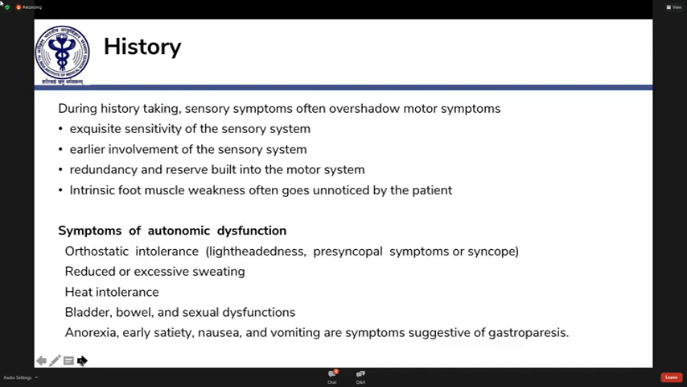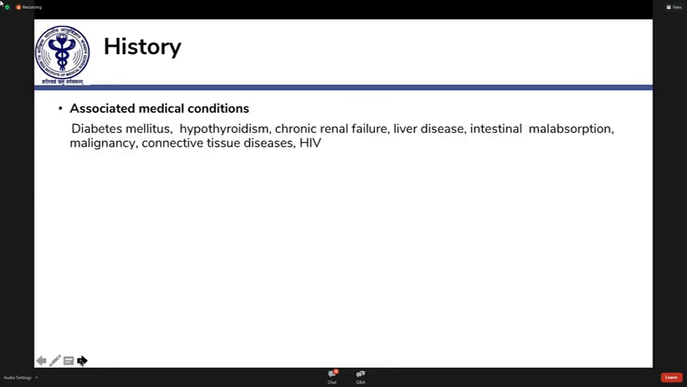It's a chronic process. The symptoms of autonomic dysfunction are usually orthostatic intolerance, reduced or excessive sweating, heat intolerance, bladder, bowel, or sexual dysfunction, anorexia, satiety, nausea, vomiting. All these are symptoms of autonomic dysfunction, which will be dealt with in detail. We have one full session on the approach to autonomic disorders, and we'll do it in detail there.